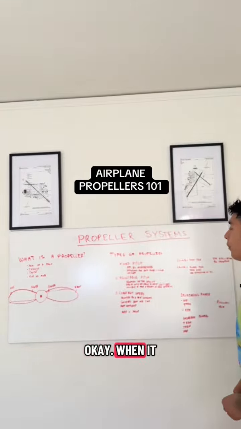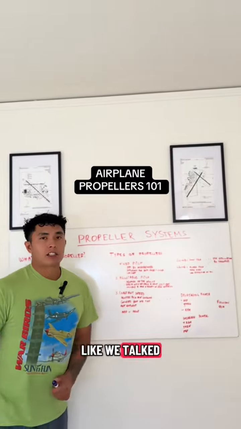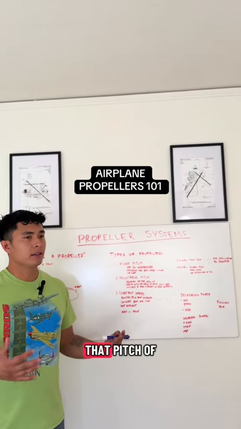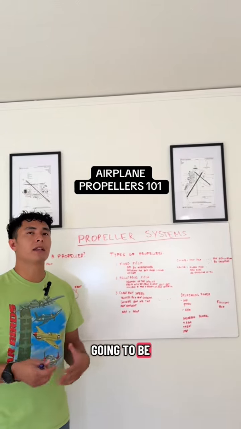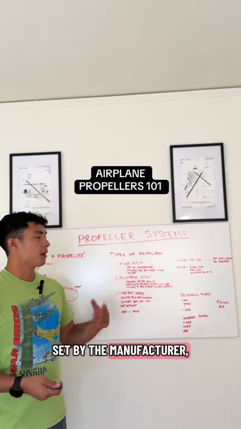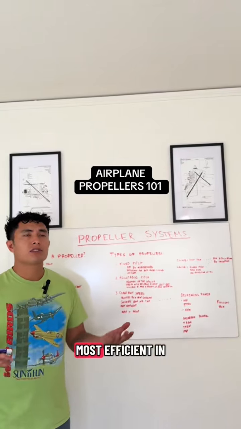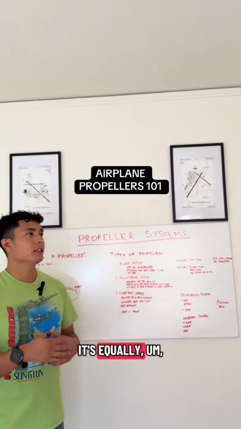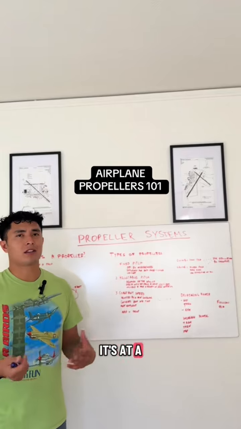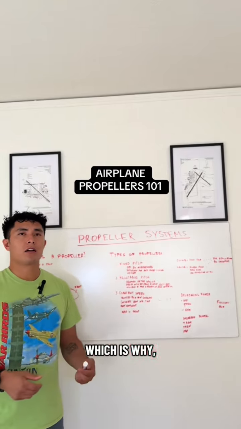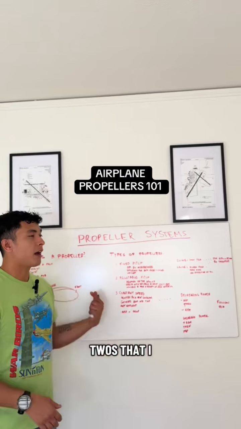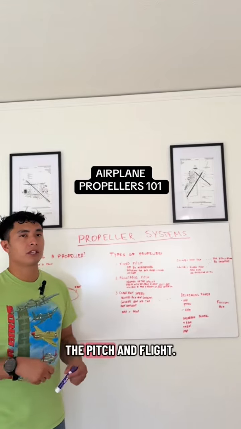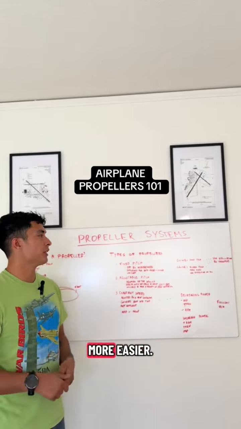When it comes to different types of propellers, like we talked about a second ago, we have fixed pitch propellers. The pitch of that propeller is set by the manufacturer, and it is most efficient in both cruise and climb. It's equally efficient, and at a lower cost, which is why the Cessna 172s that I flew had fixed pitch propellers, because we don't have to adjust the pitch in flight. It makes things streamlined and much easier.